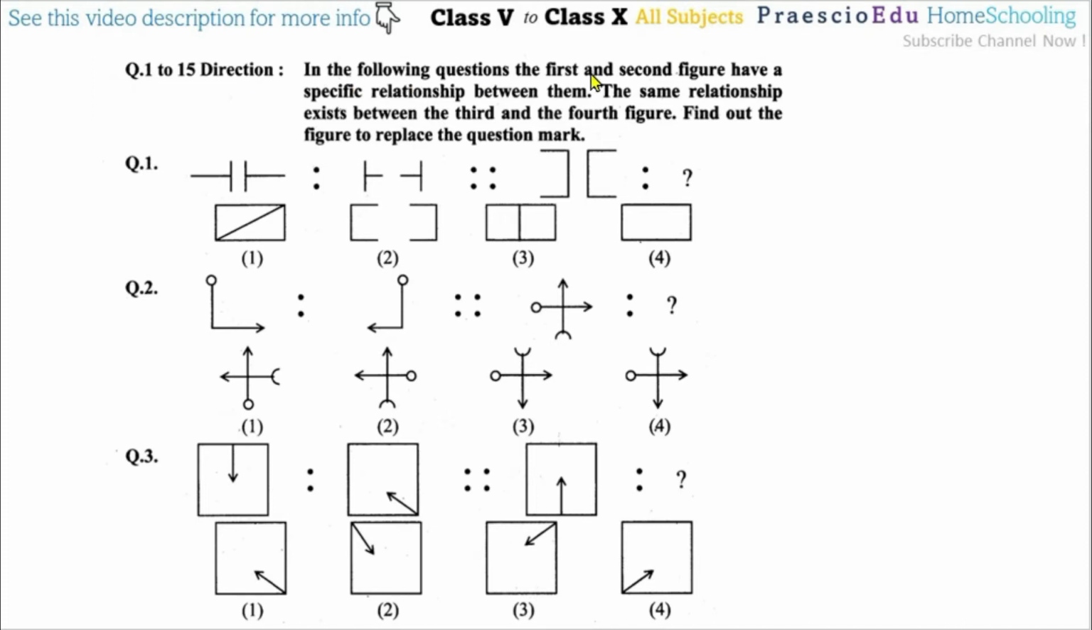In the following questions, the first and the second figure have some specific relationship between them. The same relationship exists between the third and the fourth figure, or we can say the third and the fourth term. Find out the figure to replace the question mark. So question number 1 is there.